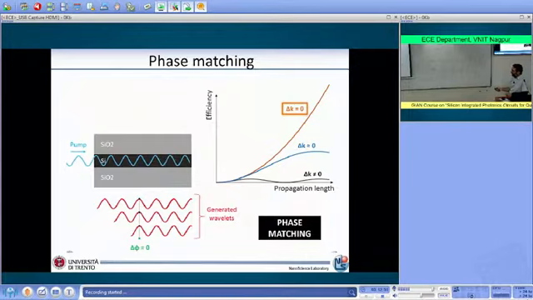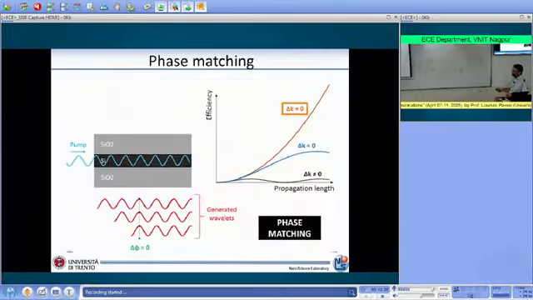adds up, and so the efficiency, the intensity of the light that is generated, because of the constructive interference condition that is fulfilled because all the momenta are satisfying the phase matching condition, so delta phase is equal to 0, they add constructively, and so the efficiency increases as a function of the propagation length. If I do not satisfy this condition, I do not have any generation because of the destructive interference. Therefore, you see how critical it is to fulfill this condition.